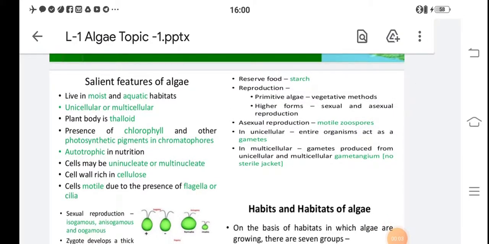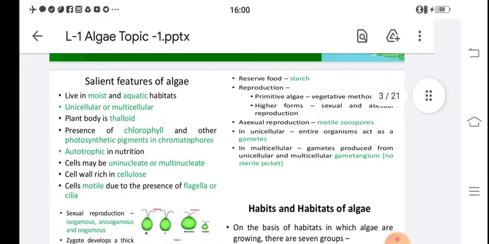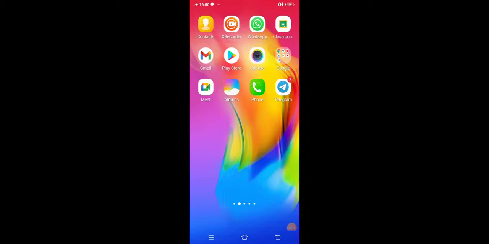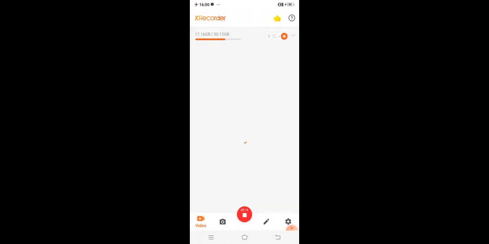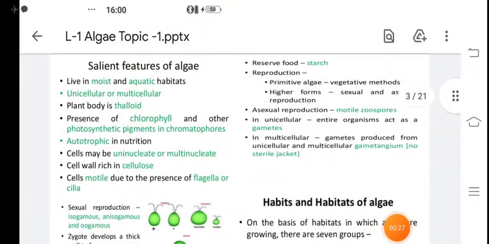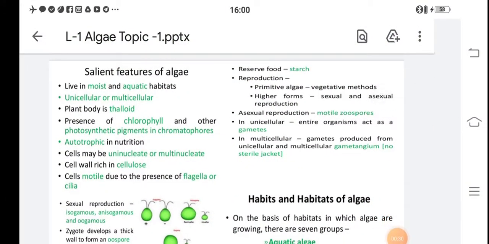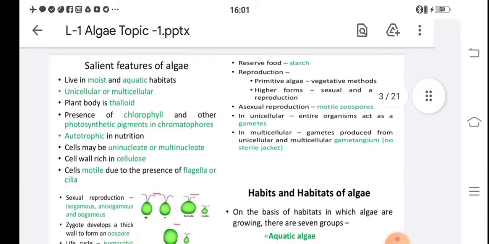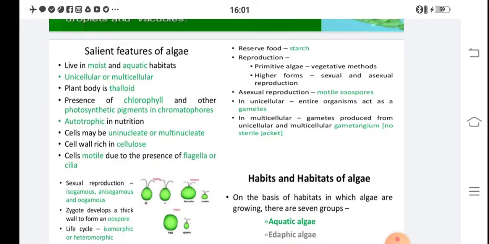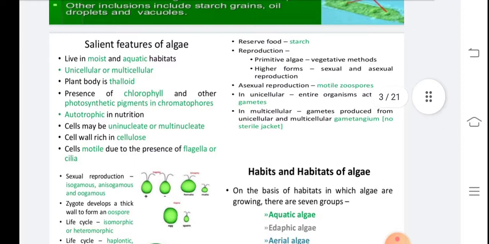This one has the salient features of the algae. They show specific characters like size, shape, and these characters show different conditions. Here you are observing the plant body, photosynthetic pigments, uninucleate and multinucleate condition.